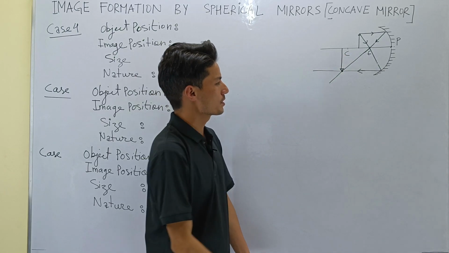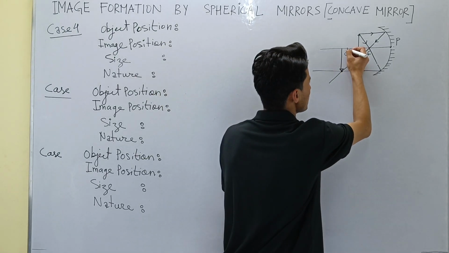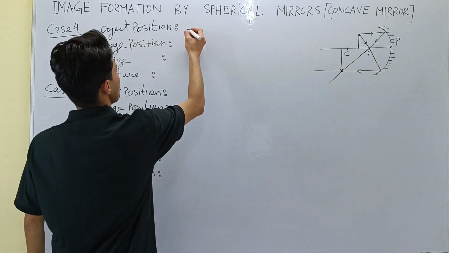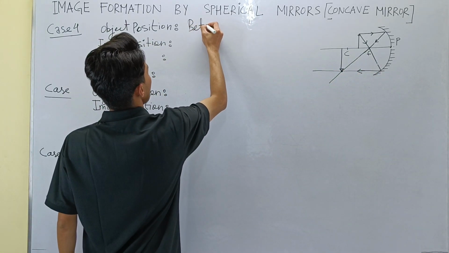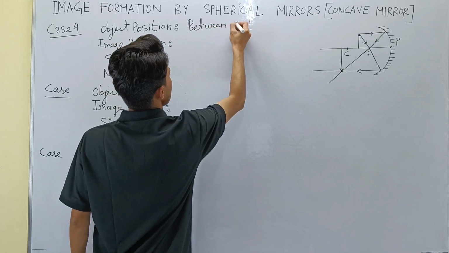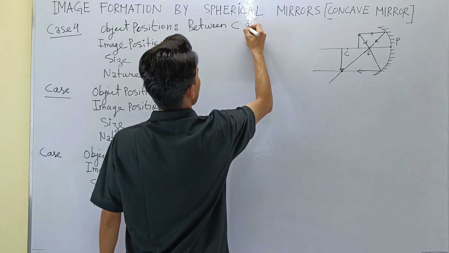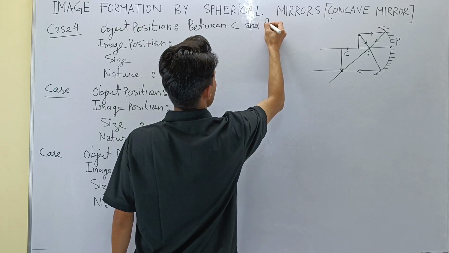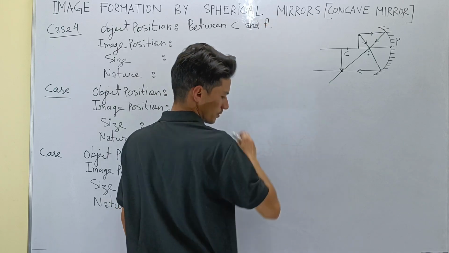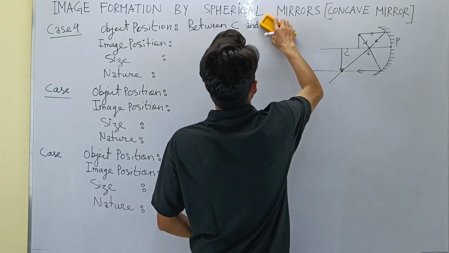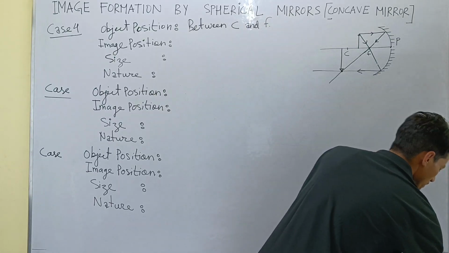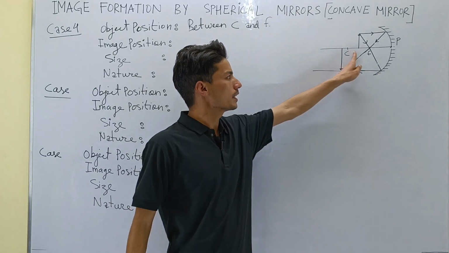Okay, image. So this is our C. The object is between C and F. Object position: between C and F.